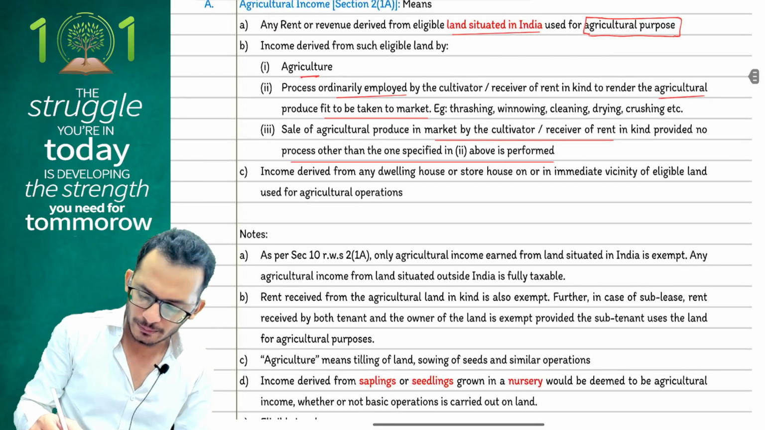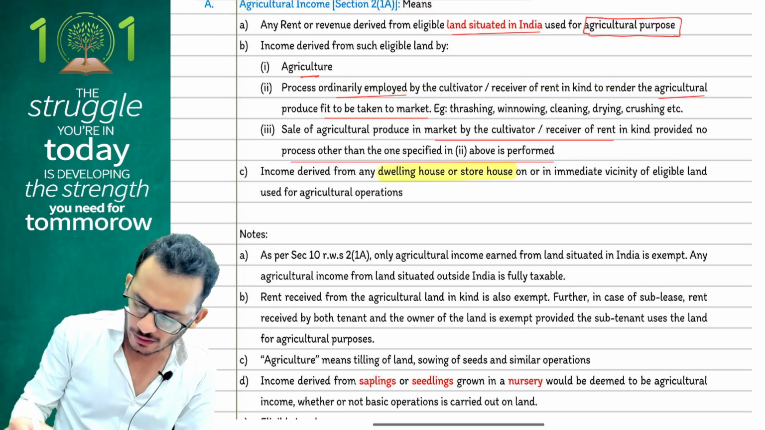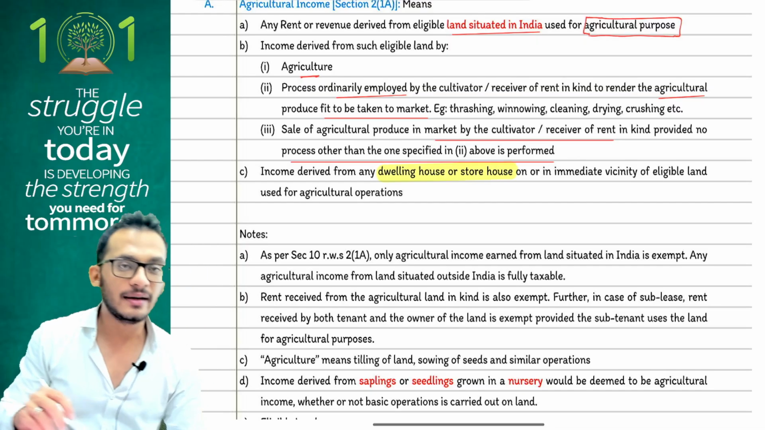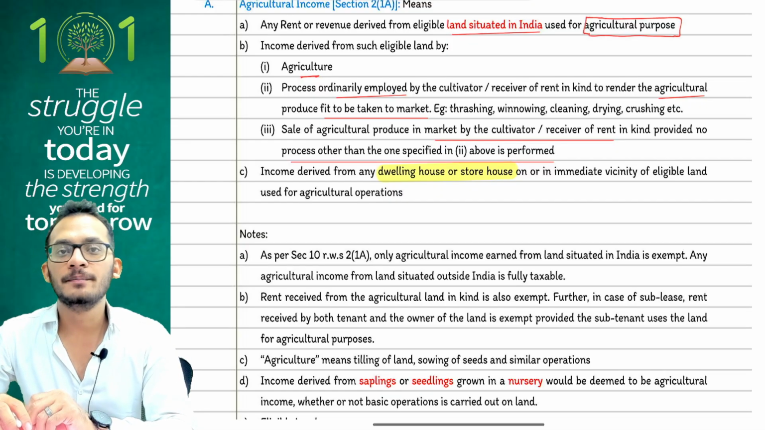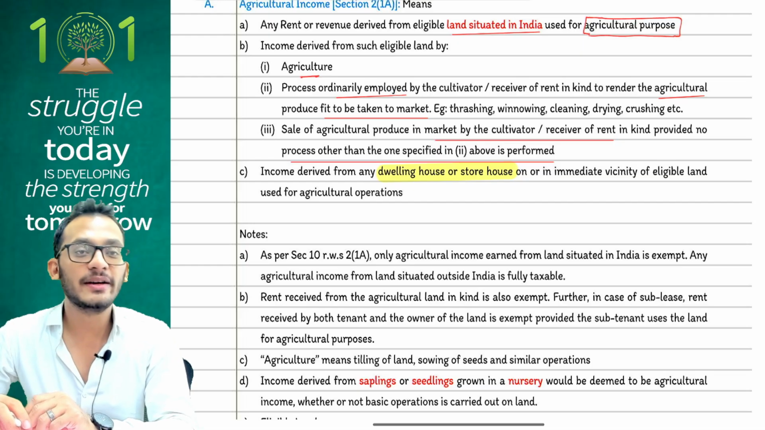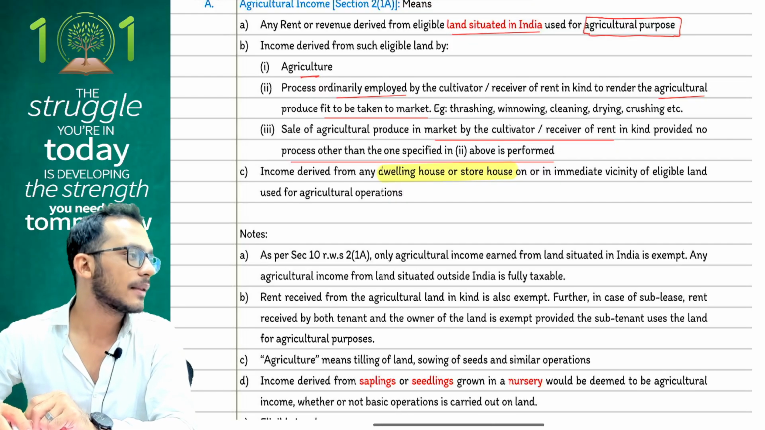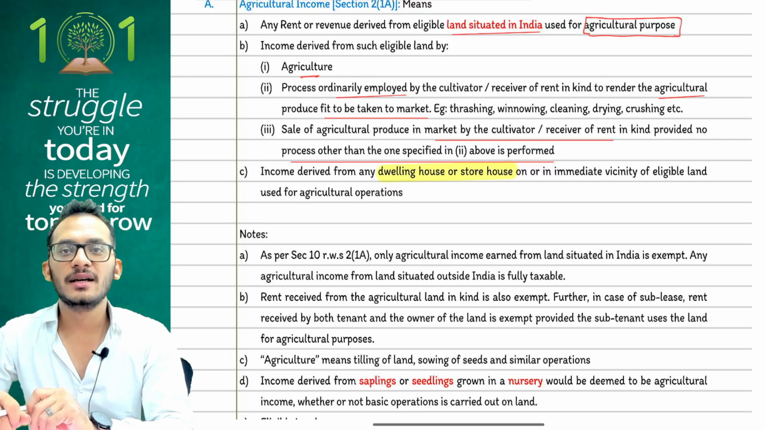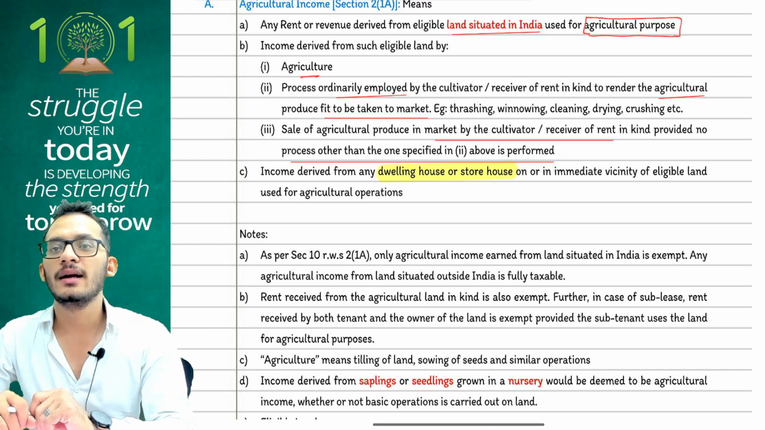Any kind of income derived from any dwelling houses or storehouses in the immediate vicinity of an eligible land used for agricultural operations, which means now I am having rent from a warehouse, but this warehouse is used for agricultural activities. It will also become an exempt income, and will not be taxable under HP rules. You don't have to tax it under HP rules, you will treat it as exempt income. Clear? Yes.